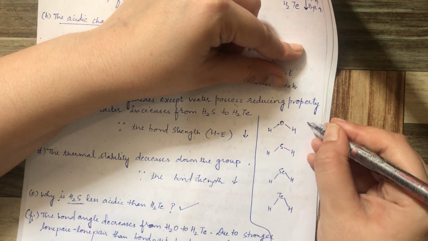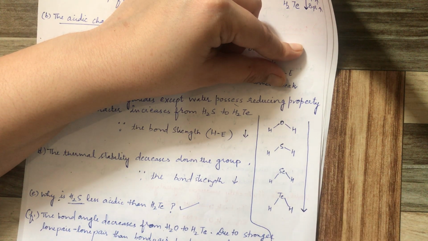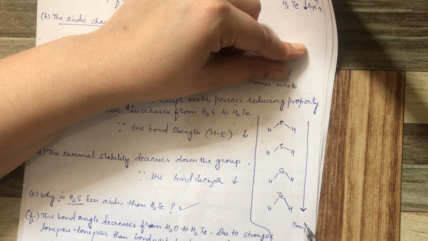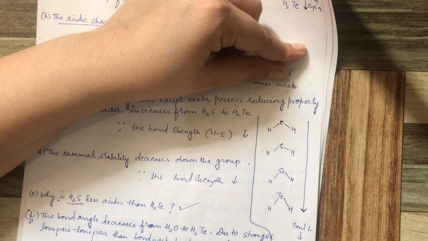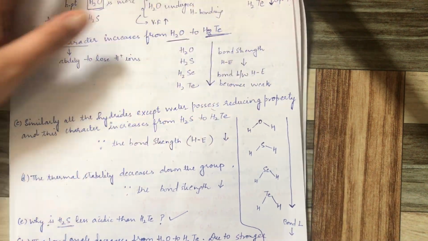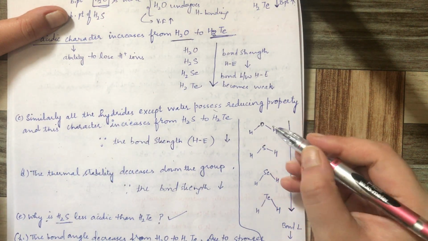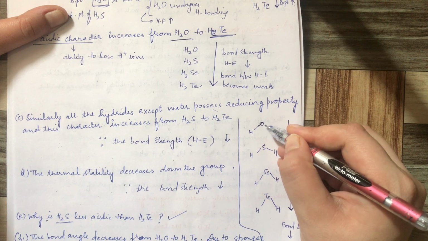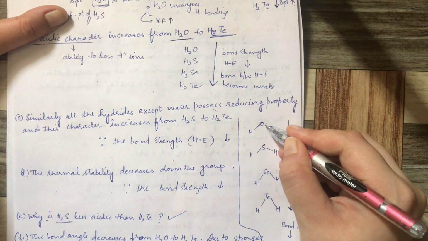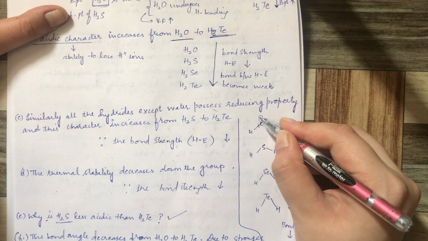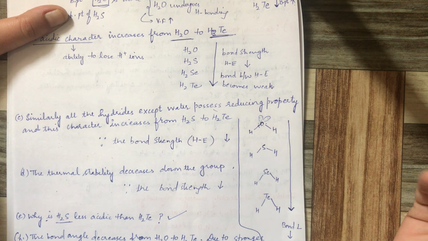Right? So as we move down the group, what happens? Bond angle decreases. So why does the bond angle decrease? See, oxygen is more electronegative. Oxygen is the most electronegative. So what it does is, it keeps its bond pair very close to itself. So these bond pairs are closer to oxygen, and obviously it has lone pair, right?